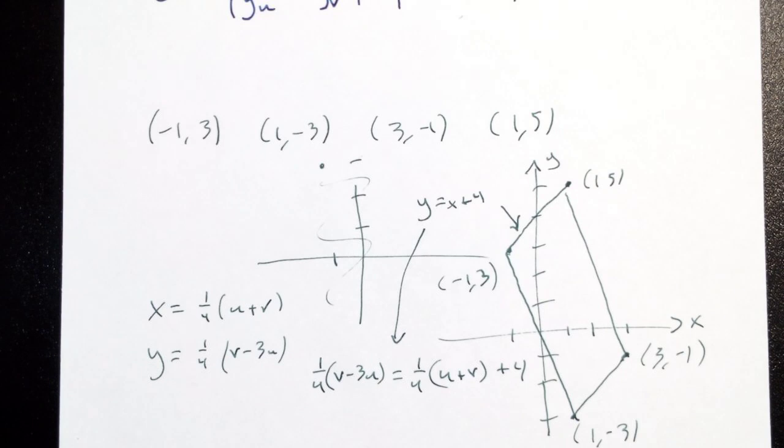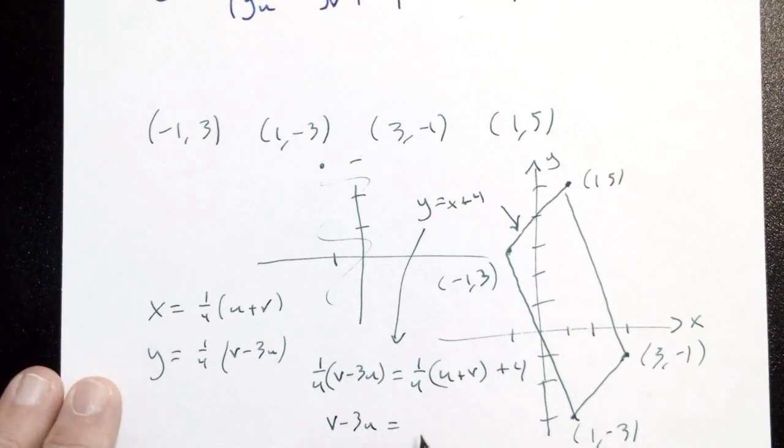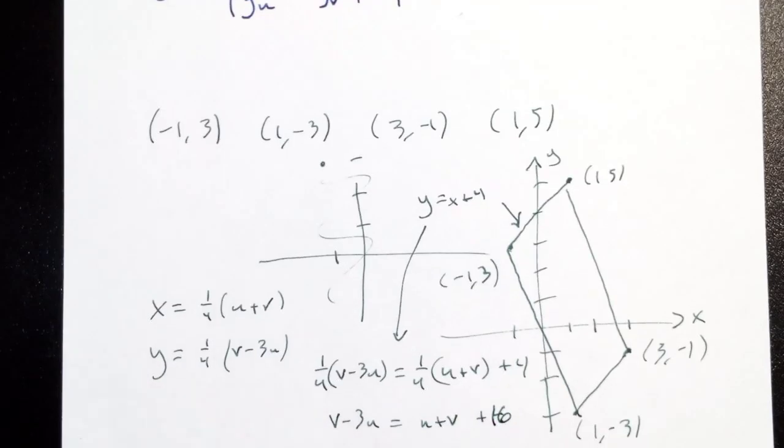I want you to simplify that equation. I'm going to start by multiplying by 4. v minus 3u equals u plus v plus 16 now, right? Wait a minute. There's a v on both sides. What happens?